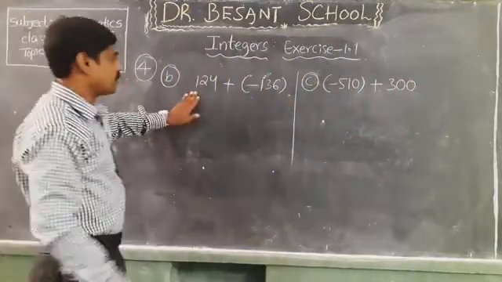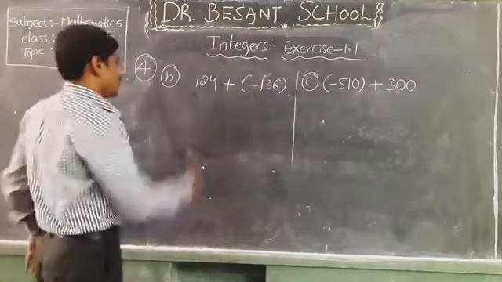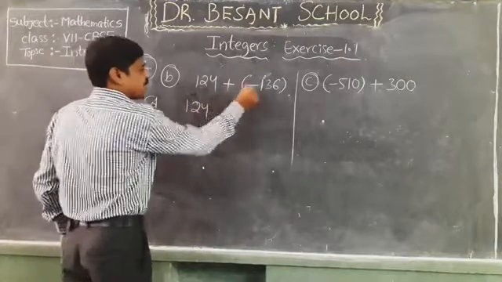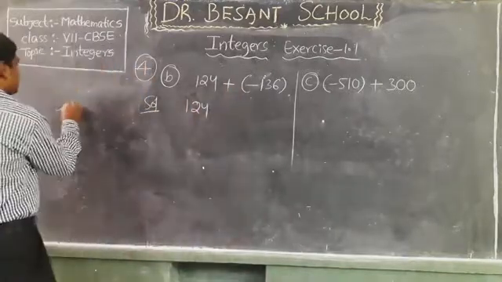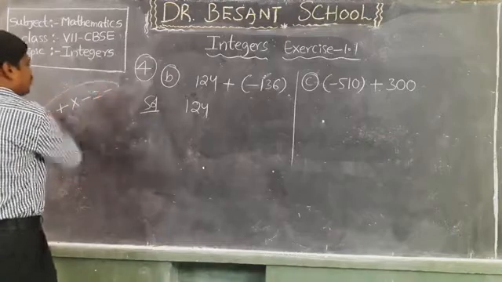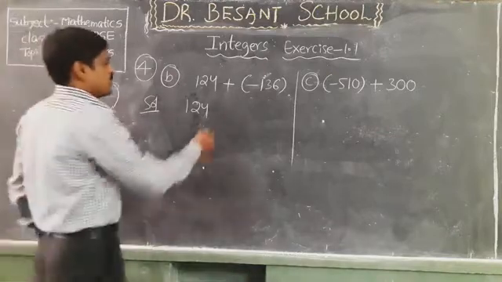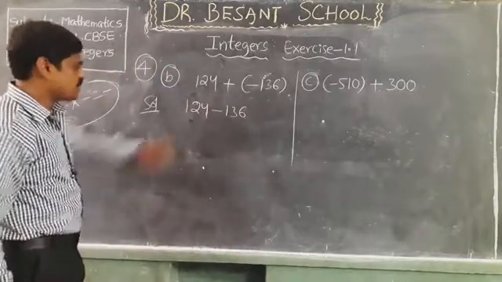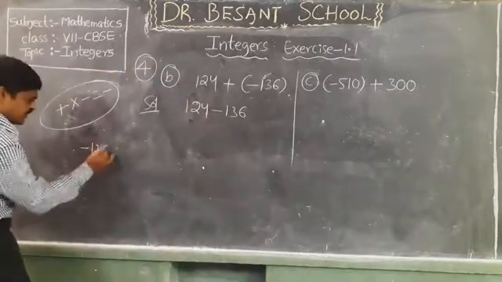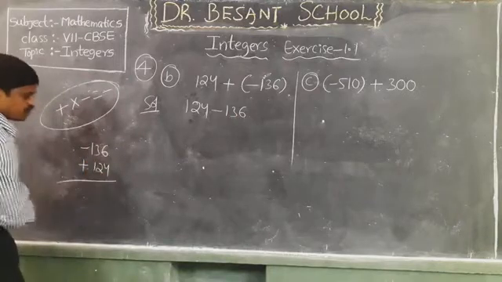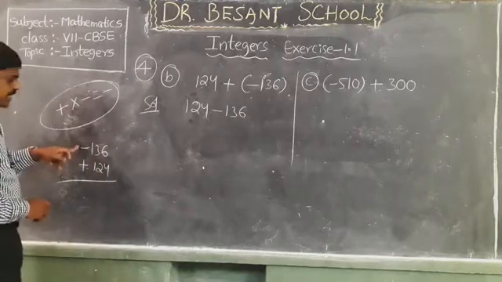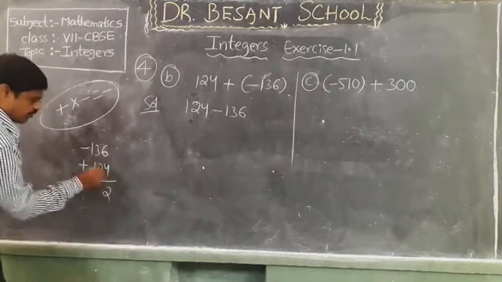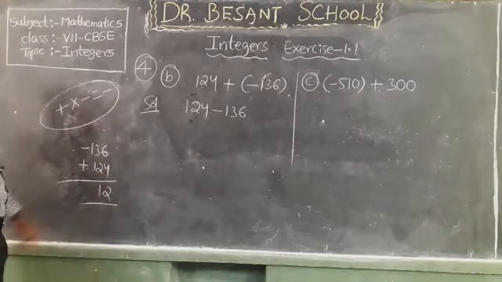So 124 plus minus 136. We know that plus into minus is equal to minus. So minus 136 plus 124. See, minus 136 plus 124. One is minus, one is plus, so we have to take the difference. 6 minus 4, 2; 3 minus 2, 1. So the difference is 12.